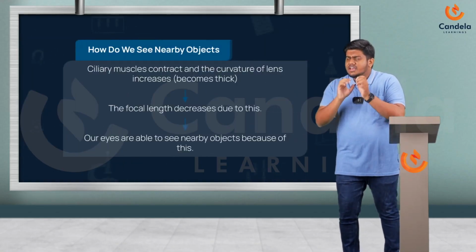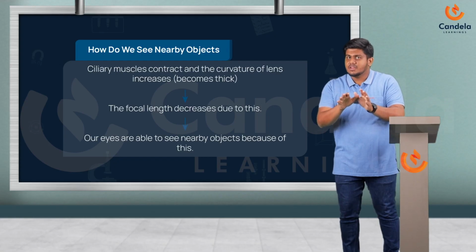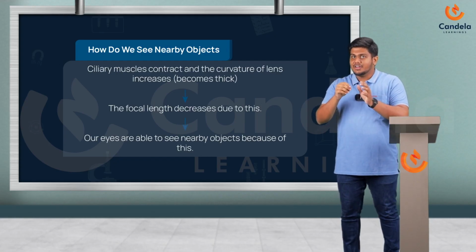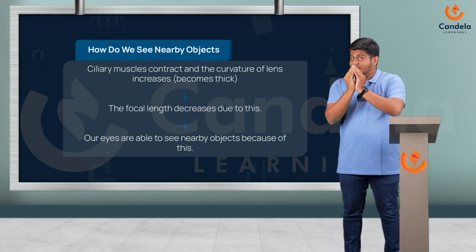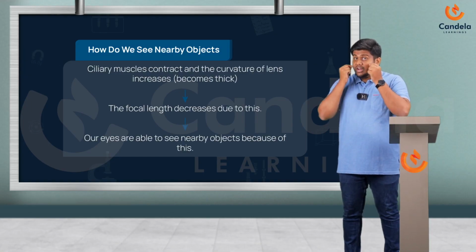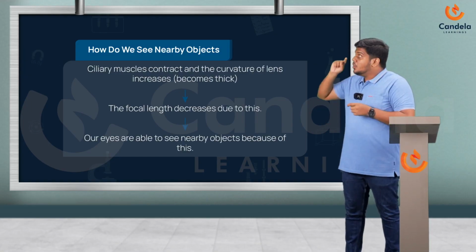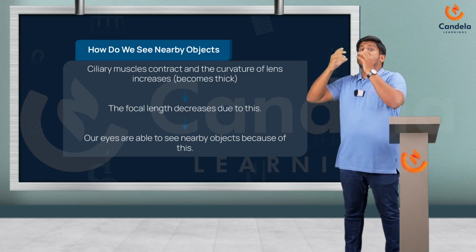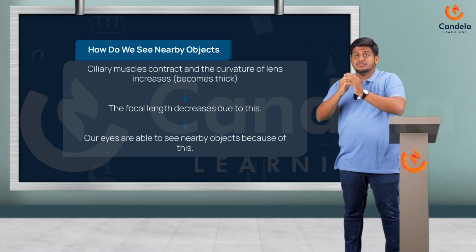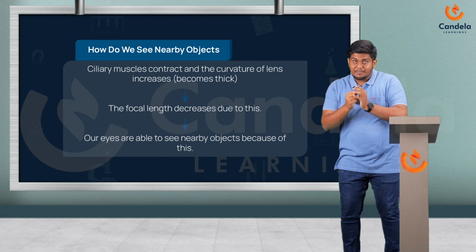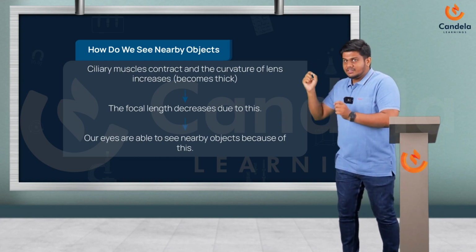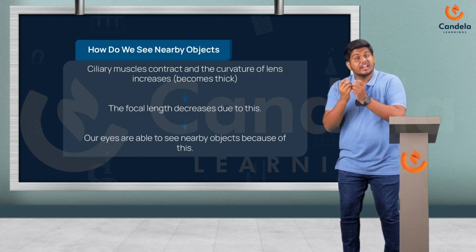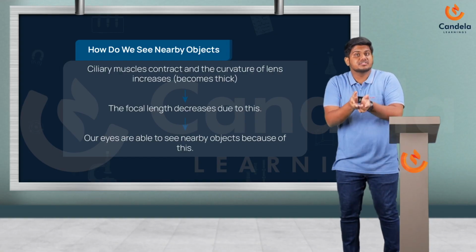How do we see nearby objects? To see a nearby object, your lens should be thicker. Now, for a human eye lens to be thicker, your ciliary muscles should contract and your lens becomes thicker. When that happens, your focal length decreases and now you are able to see nearby objects.